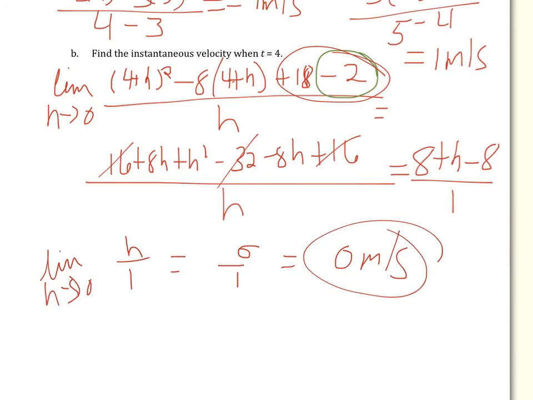So either way we do it, whether we use the average velocity, and in this case that worked to get the exact answer, or we use the difference quotient with the limit as h goes to 0 to find the instantaneous rate of change, we still get 0 meters per second. Both methods work to get us the exact answer. I will caution you, using the method in letter A is going to get us an approximation. We happen to get lucky that it was the exact answer in this case.